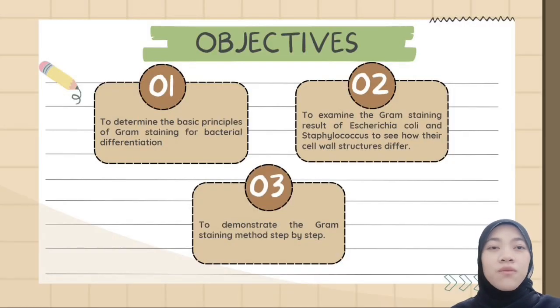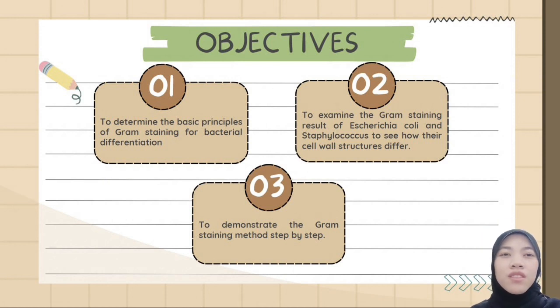For the objective, first, to determine the basic principles of gram staining for bacteria differentiation. Next, to examine the gram staining result of E. coli and Staphylococcus to see how their cell wall structures differ. Then, to demonstrate the gram staining method step by step.